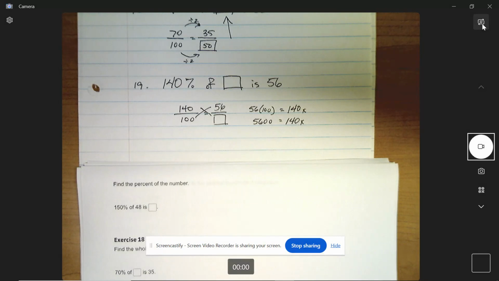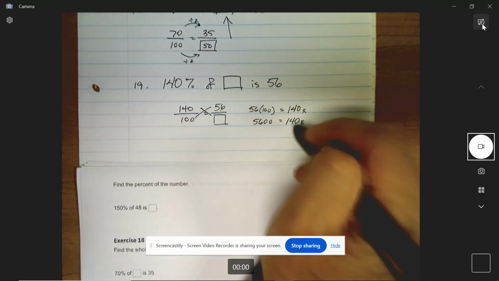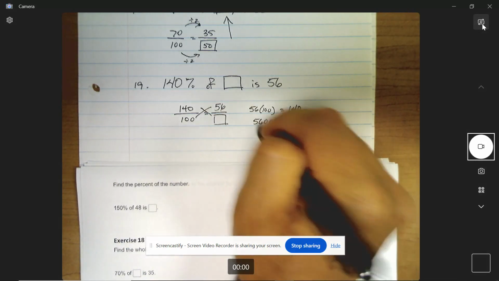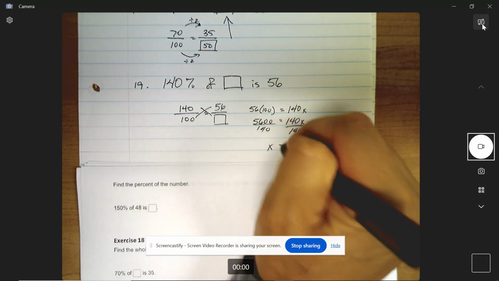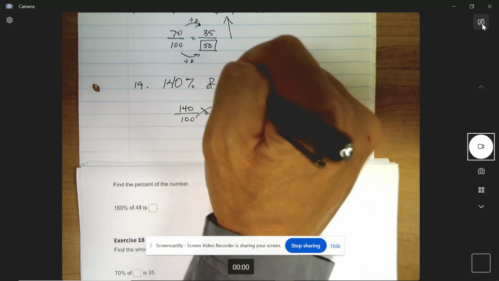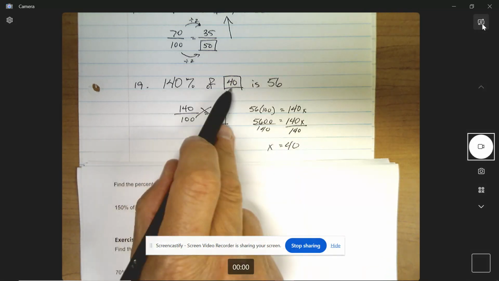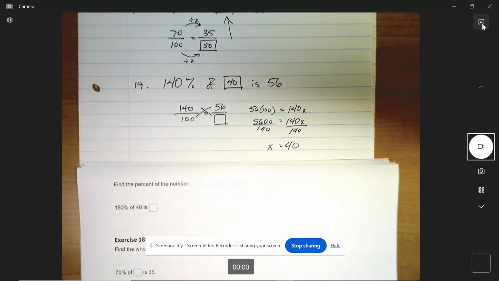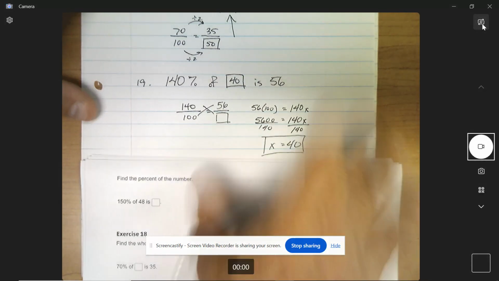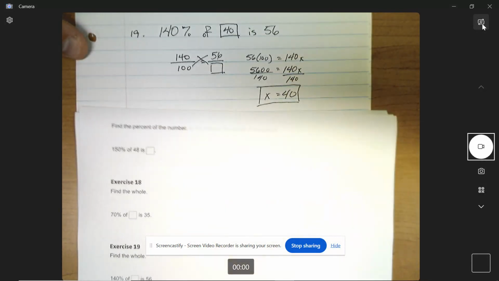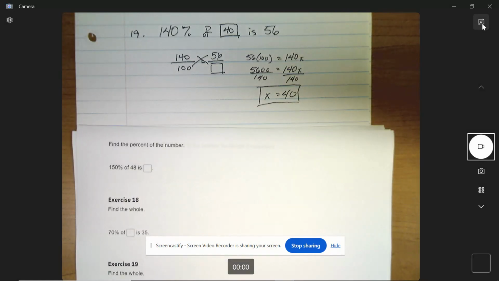Maybe I should get an answer key out someday. You're right, though. Is it 40? Okay, so x is going to equal 40. 140% of 40 is 56. I'm sorry, I'm going to have to go back and look at my notes because I don't think we set it up that way. But you have the answer there.